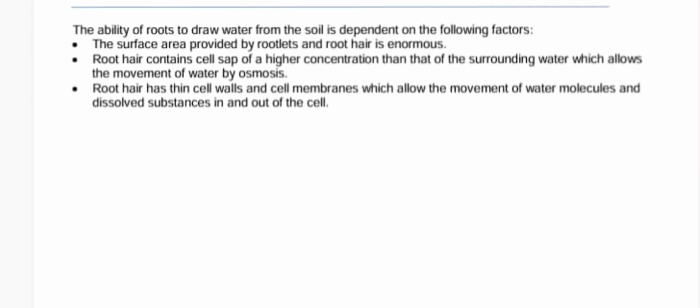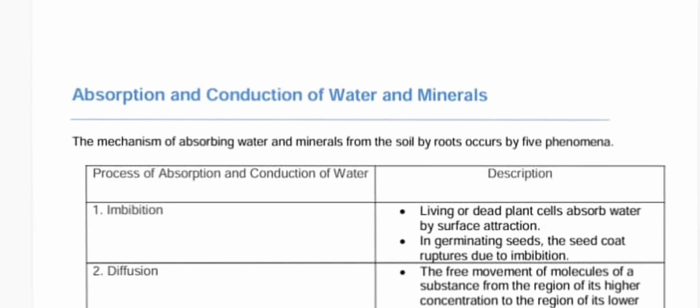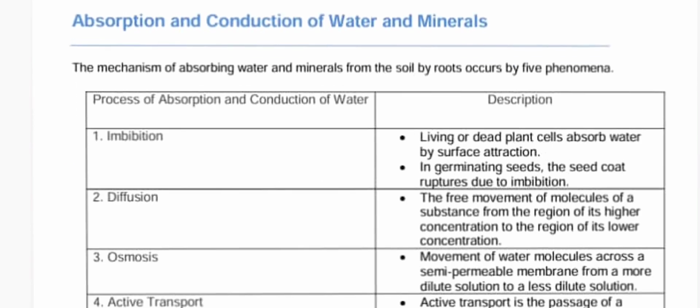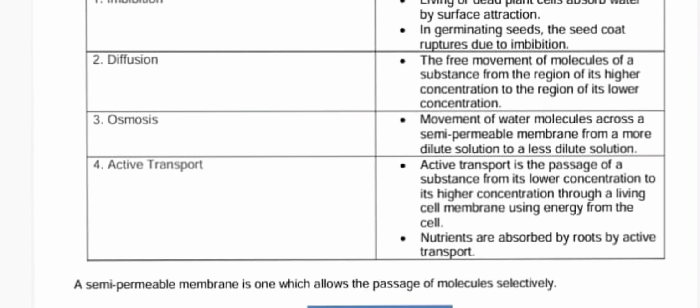Let me just explain this real quick. The surface area of the root is more, because the more the surface, the more the suction force it would create. The cell sap has a higher concentration and the surrounding is lower, because water moves from lower concentration to higher concentration. Then absorption by root of water and minerals happens by imbibition, diffusion, osmosis and active transport.